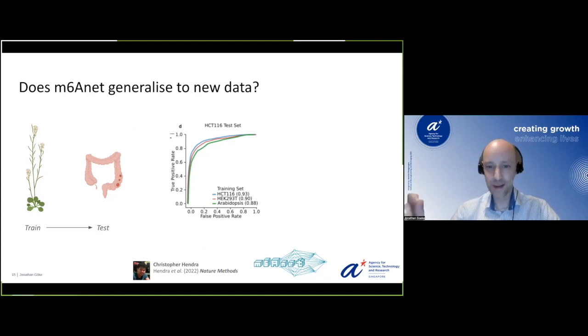And in any case, the gap here between the human and the Arabidopsis model is smaller than the difference between any of the other existing methods. So overall, I think this really shows that M6ANet is very robust. It means you can really apply it on your sample.